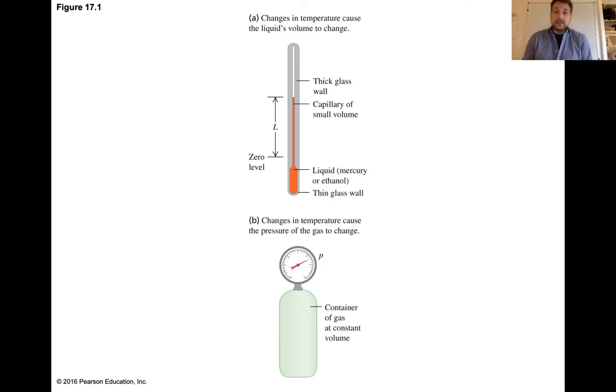Figure B is an example of a constant volume gas thermometer. As the temperature of that gas increases, its pressure increases. And there's nothing fundamental about those things. We just looked around for a while until we found something that behaved differently at different hotnesses.